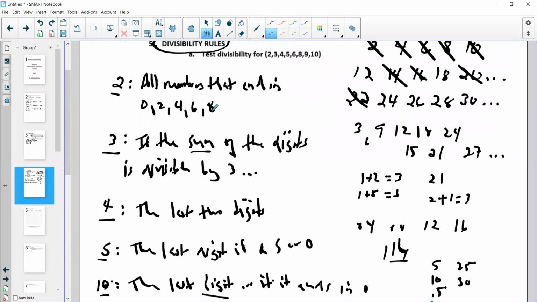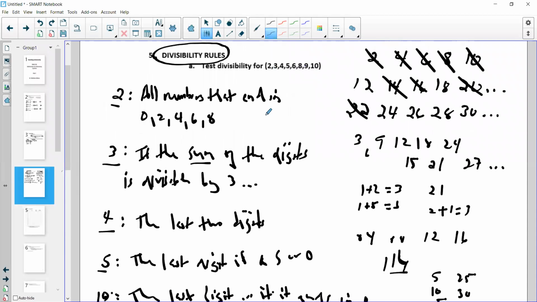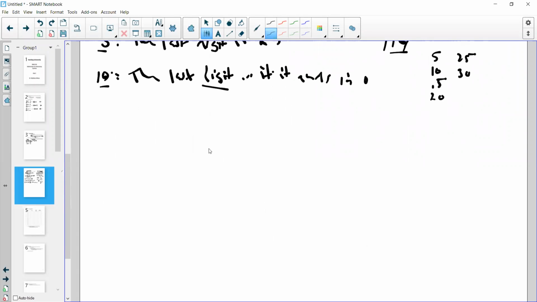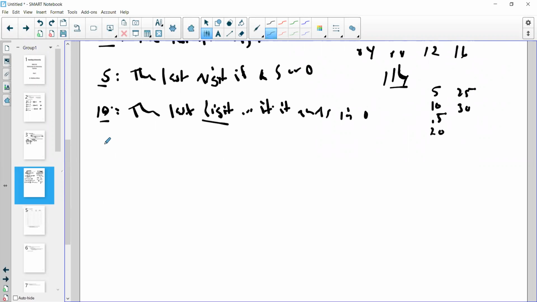So then we've looked at 2, we've looked at 3, 4, 5, 10. 8 is similar to 4, and we're thinking about the last 3 digits.